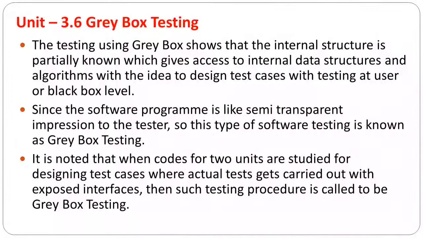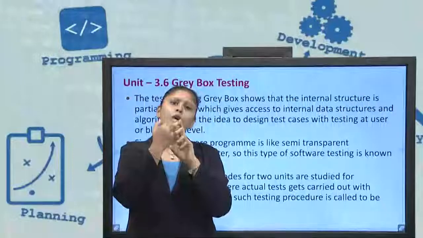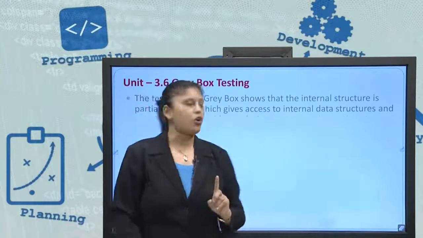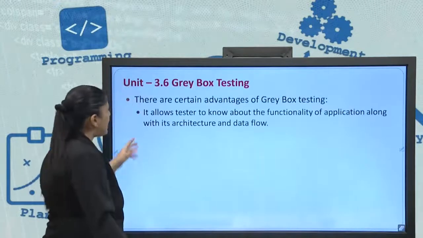It is noted that when codes for 2 units are studied for designing test cases where the actual test gets carried out with exposed interfaces, then such a testing procedure is called Greybox testing. When you do testing for 2 different units, and when they get integrated, you know only the integration part of it, then in that case we call it Greybox testing. There are certain advantages.